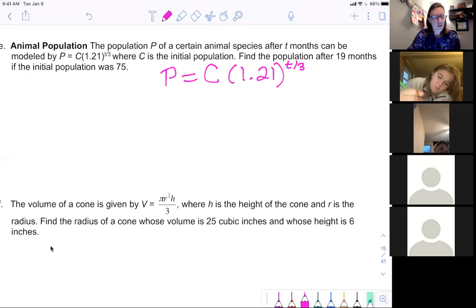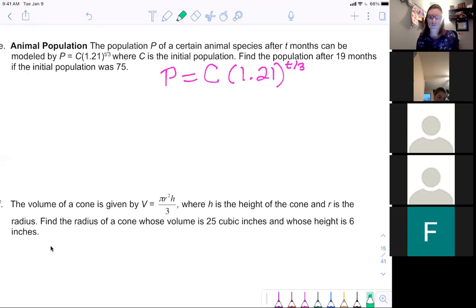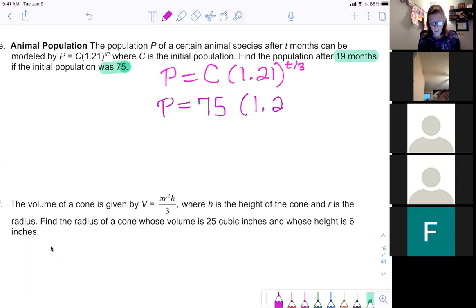So think about how would you use the information? Faith, what information do they give us that we can try and apply to the original equation? The initial population was 75. Yeah, so we can plug that in. After 19 months. Oh yeah, that's also after 19 months. So that's two things that we can plug in. So initial population is the C. So we're going to plug in a 75 there. And then 1.21. And then she said 19 months. And that's time. So 19, and then it's over 3.